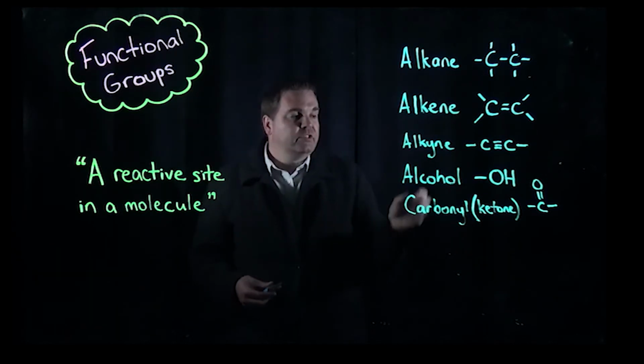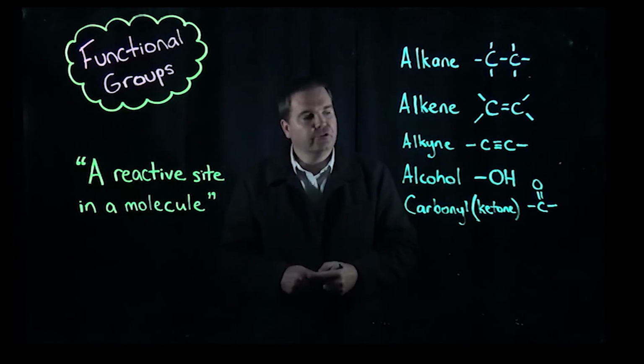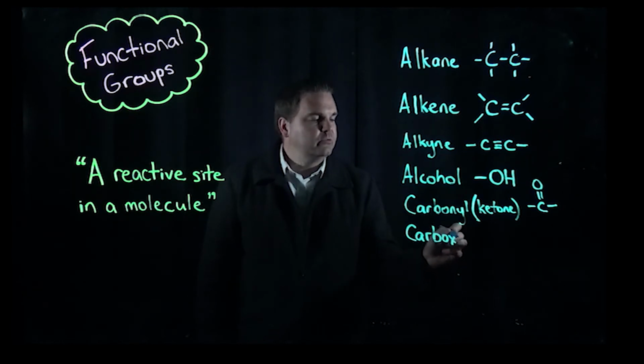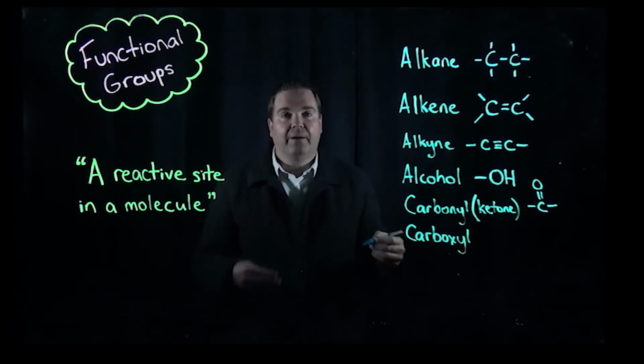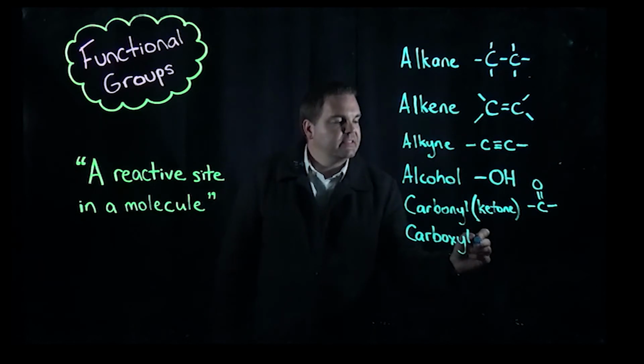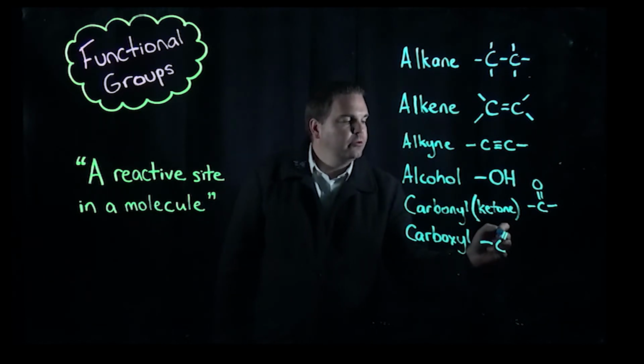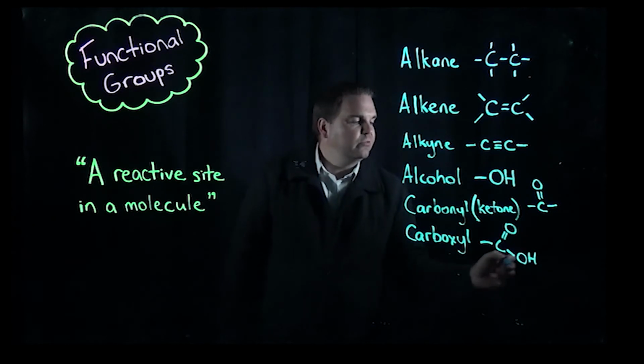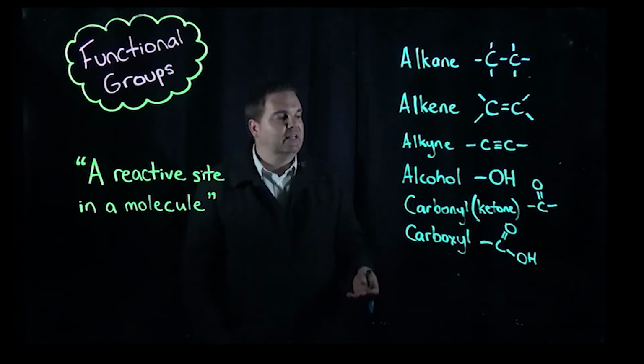And as I said, we can also combine these 2 functional groups to give us what's called a carboxyl functional group. A carboxyl functional group you'll sometimes also hear referred to as a carboxylic acid. And that's basically a carbonyl group, a carbon double bond oxygen, with a hydroxy group on there as well. So we've made a new functional group called the carboxylic acid.